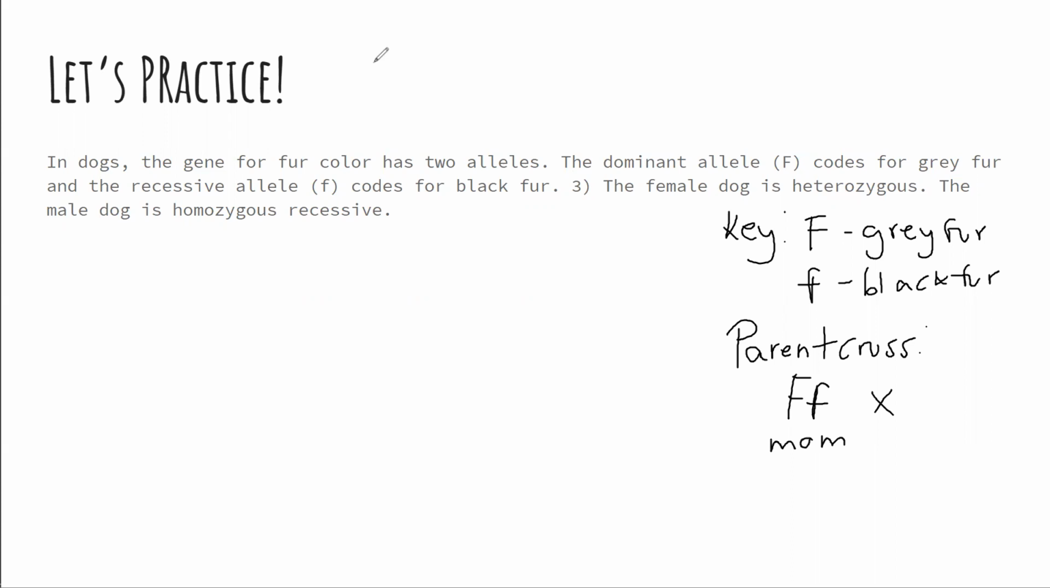And dad, it says the male dog is homozygous recessive. We know that recessive alleles are denoted by lowercase letters, and homo means same, so what would be his genotype? Would it be capital F, lowercase f, or lowercase f, lowercase f? Right, he would be lowercase f, lowercase f. Homozygous, meaning two same, recessive, lowercase letters. Good.